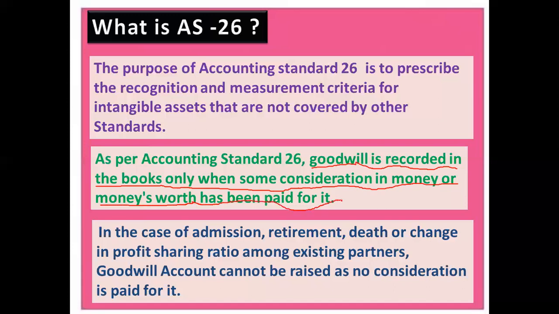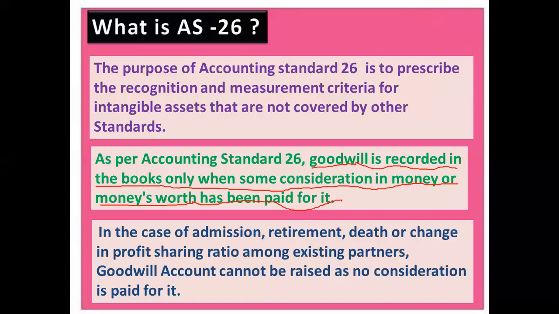Now, this is something important. If somebody asks you what the provision of Accounting Standard 26 is, this is the line which you are expected to write, right? So goodwill will only be recorded in the books when some consideration in money or money's worth has been paid for it.